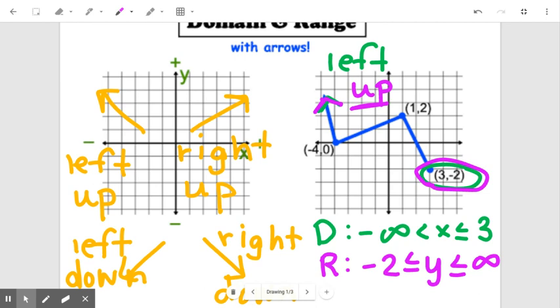So that's a quick review of how you find domain and range of different kinds of graphs.